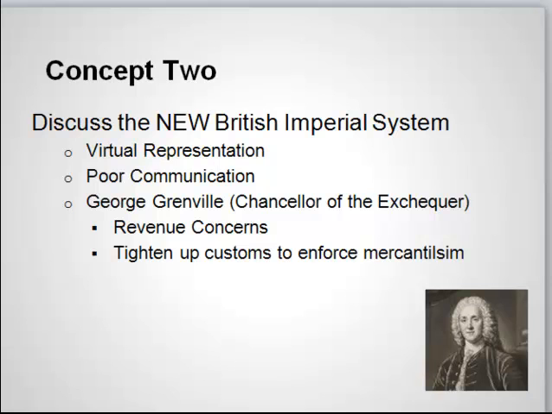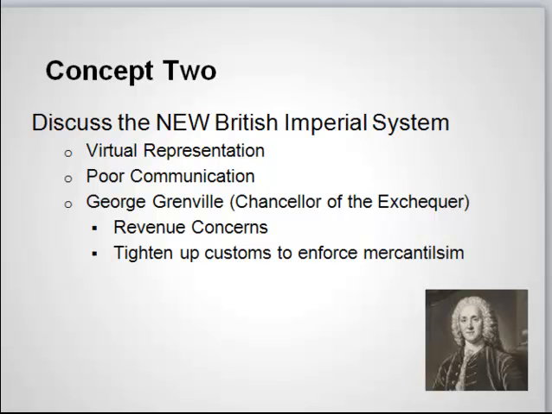In order to solve this problem, Grenville began his pursuit of the English-American dollar in several ways. First, he put several bills together, including the Sugar Act and the Stamp Act, before Parliament. These were designed to produce revenue by enforcing duties on American colonists. Second, duties as a tax.